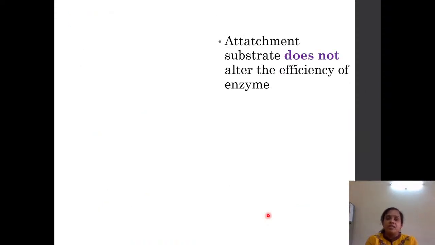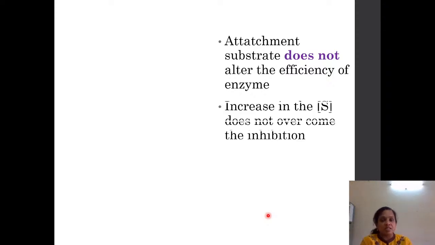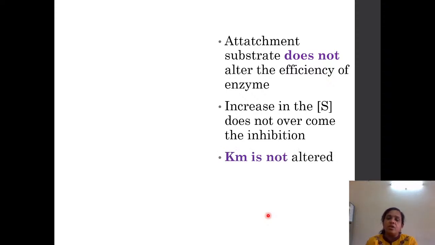Now, the attachment of the substrate doesn't alter the efficiency of an enzyme. Even though the substrate is getting added, there is no increased or decreased activity. And increase in the concentration of the substrate doesn't overcome the inhibition. So, as a result of that, Km is not altered. Attachment of the substrate does not affect anything because the inhibitor is attaching to a site that is other than the active site. So, it is not at all hindering the pathway of the substrate. Substrate will easily fit into the active site.